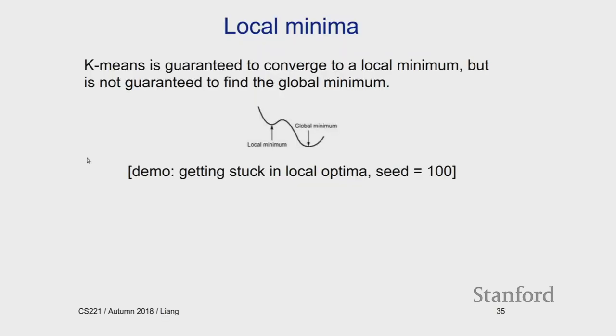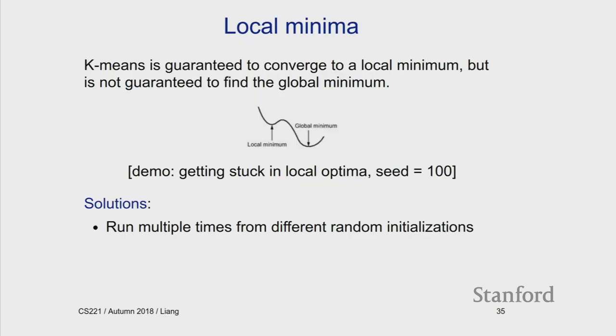Typically what people do is run multiple times from different random initializations. And you can also initialize more cleverly using a heuristic called k-means++, which tries to put the centers far apart so that they don't interfere with each other.